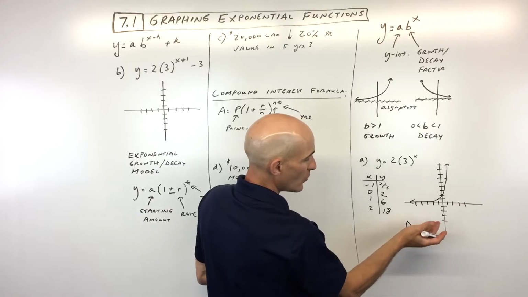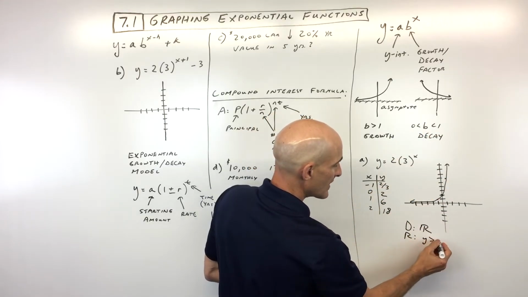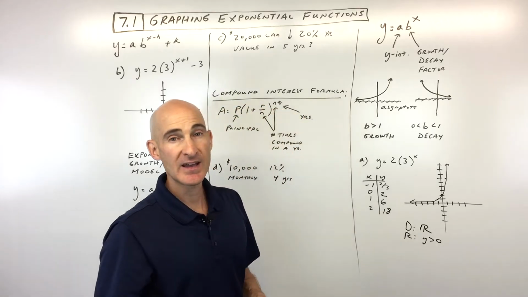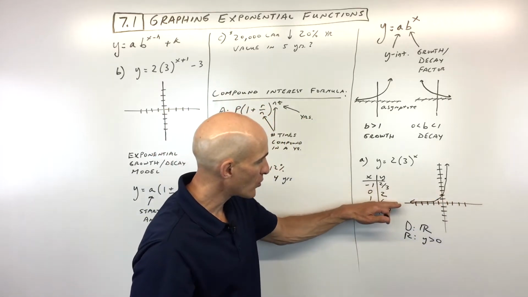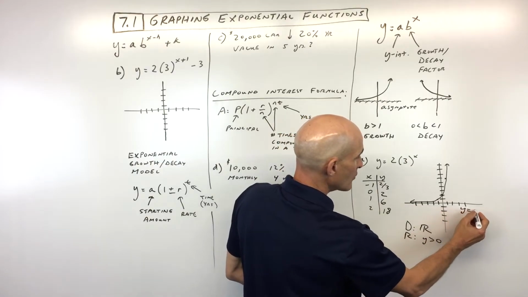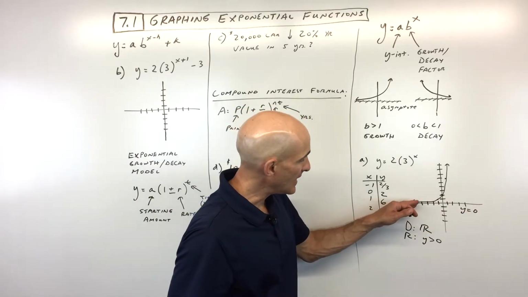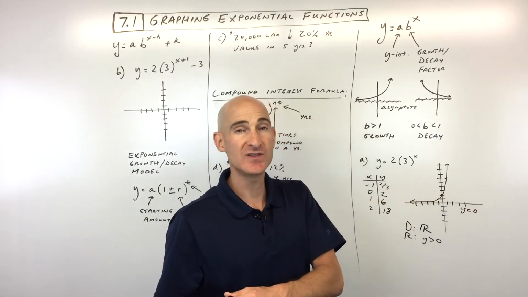The range, those are what the y values can be. You can see it's going to be above the x-axis, so y is greater than 0. And if they ask you for the equation of the asymptote, this horizontal line that the graph is getting closer to, this is the line y equals 0. Okay, remember, horizontal lines are y equals lines. Any point on this line, the y-coordinate would be 0.